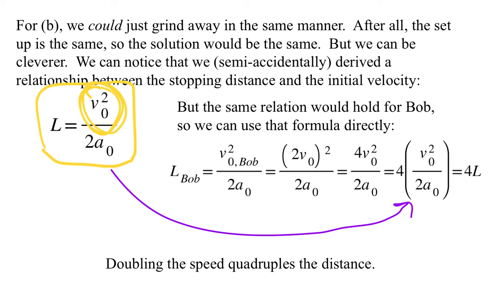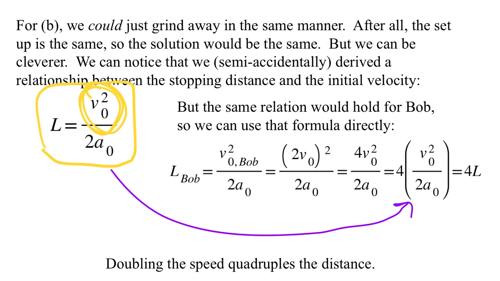Bob's speed is exactly twice Alice's speed, then I can do something like this. I say that Bob's stopping distance is his initial speed squared over twice the acceleration, but his speed is 2v0, so then we square that and we get 4v0 squared over 2a. But this thing in parentheses is Alice's stopping distance, so Bob's stopping distance is 4 times that. And that's a useful trick. It will save you a lot of grief on the AP exam if you can start looking at the forms of this thing and saying, oh, the a doesn't change and the v is doubled, so the L is quadrupled.